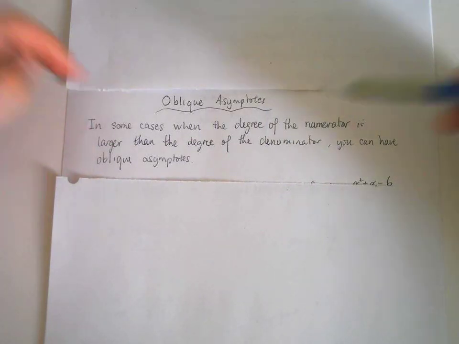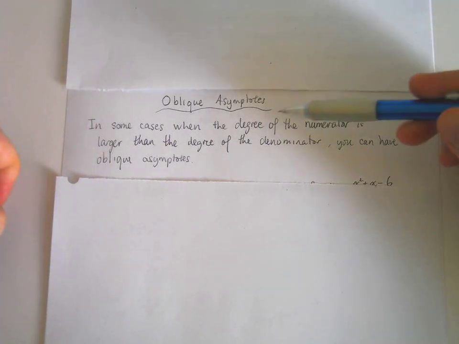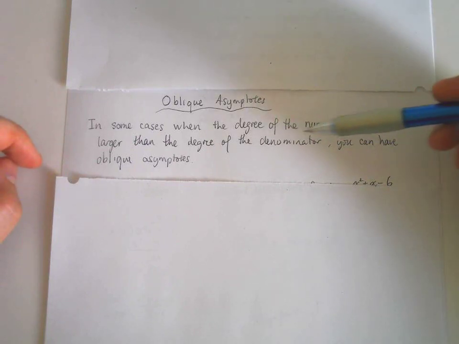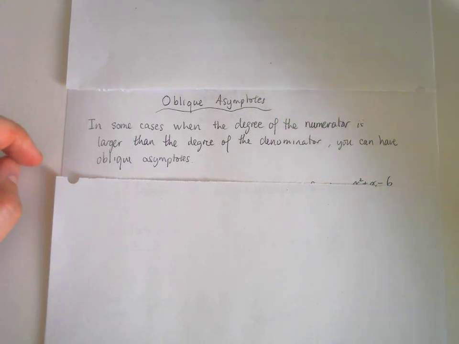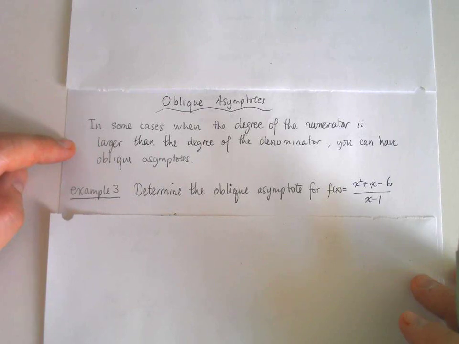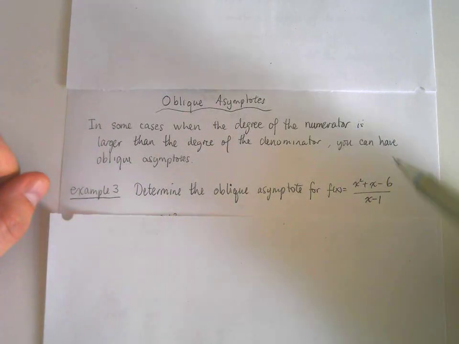Okay, for oblique asymptotes, it says in some cases the degree of the numerator is larger than the degree of the denominator. You could have oblique asymptotes. Okay, and you may have encountered this in advanced functions, so we'll look at it with an example. It says determine the oblique asymptote here.